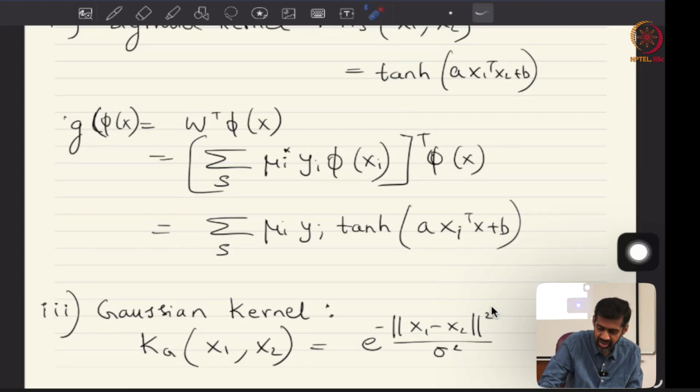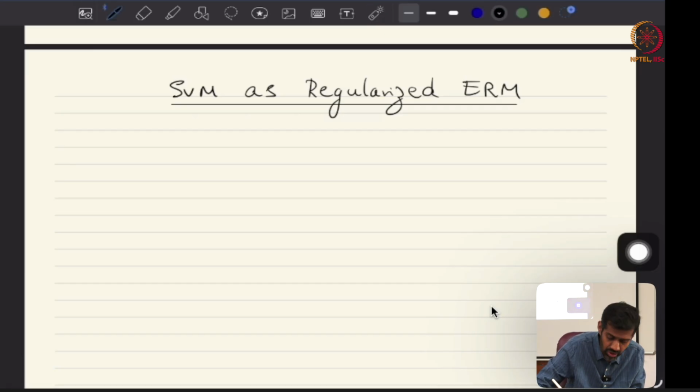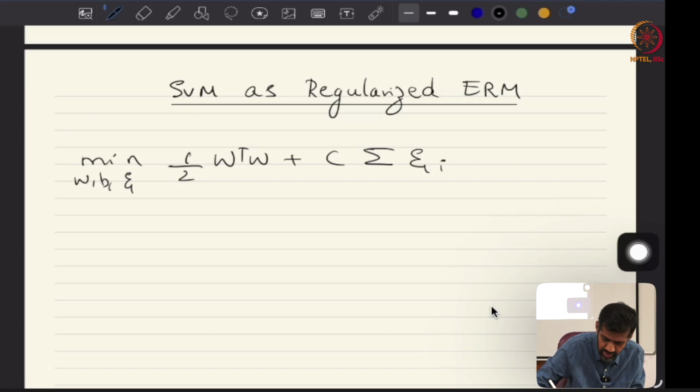Okay, fine. So let's complete that final piece. We have the SVM slack formulation this way: W transpose W plus C times the sum of the slacks, subject to yi times W transpose xi plus b is greater than or equal to 1 minus xi. So this is the slack formulation, correct?